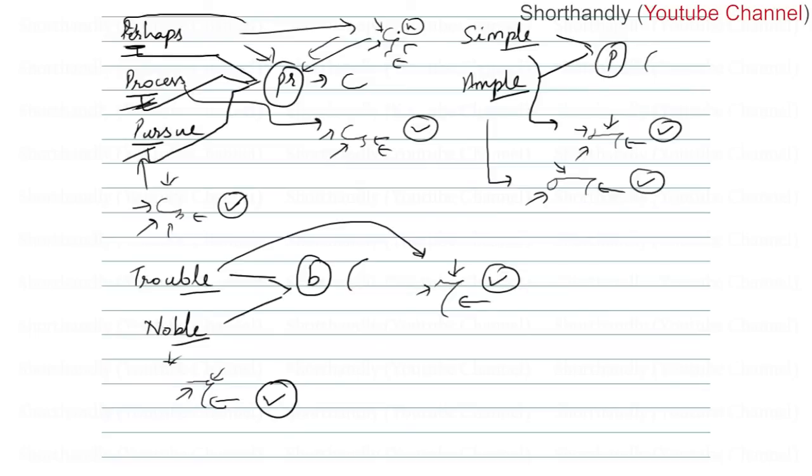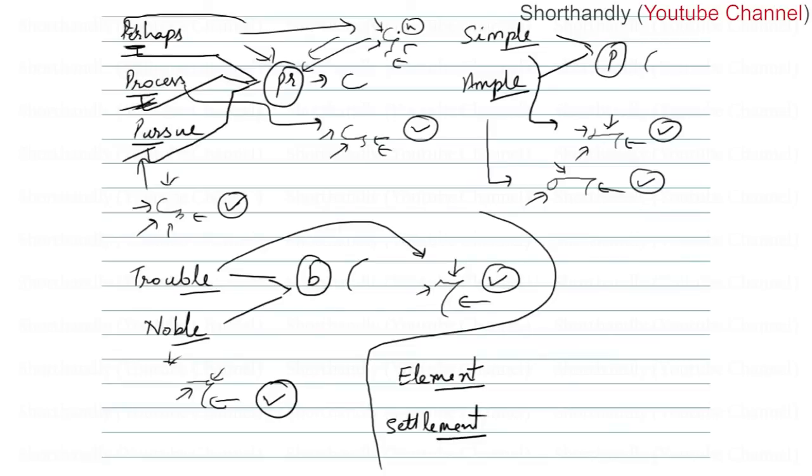Alright, let's take another word called element, and let's take another word like settlement. If you notice in both these words we have this ment. So we can simply represent the ment by just M, which is a long stroke like this.